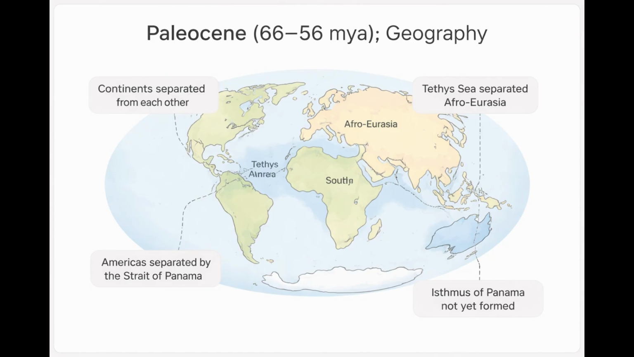In the Paleocene, the continents began taking on more modern shapes, but they were still separated from each other. The Tethys Sea is described as separating Afro-Eurasia, and the Americas were separated by the Strait of Panama because the Isthmus of Panama had not yet formed. These geographic barriers matter because they control ocean circulation and also limit or enable animal migrations between land masses.